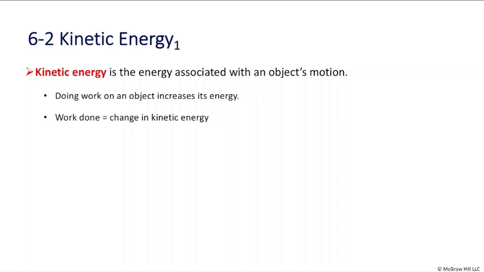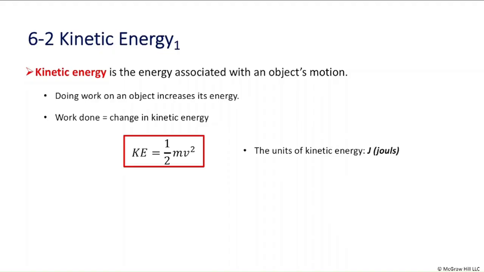And the equation for kinetic energy is half mv square. Right? KE means kinetic energy. So here m is the mass of the object and v is its speed. Since this is an energy, its units are joules.